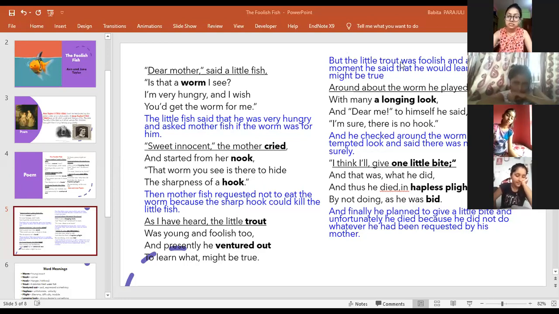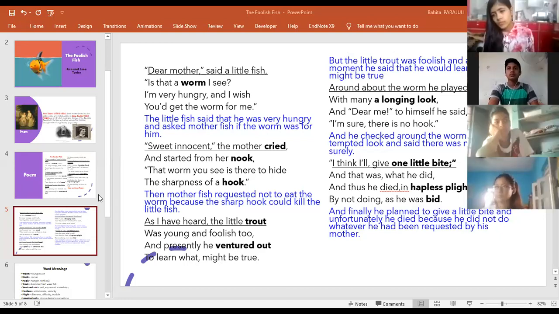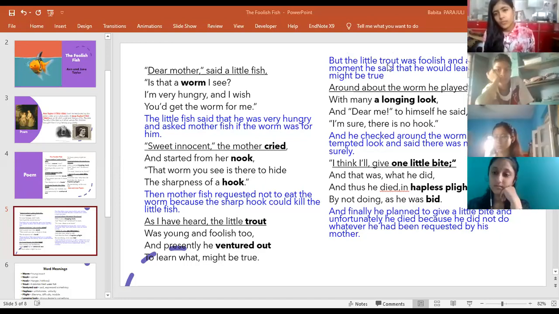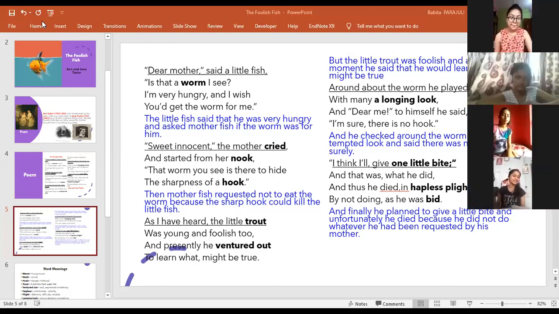The little trout means a kind of fish, it is a kind of fish, trout. But the little fish was foolish and at that moment he said that he would learn what might be true. Now the mother fish was requesting him not to eat, and he was telling that no.